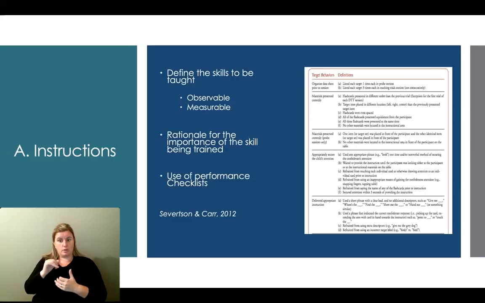So for example, what we have in this slide is a clear description of all the components included in our implementation. Sturtson and Carr in 2012 provided this specific model for target behavior definitions or instructions that accounted for organization of data materials. Materials presented correctly. How does that look? What does it look like in terms of every single component or aspect of implementation?